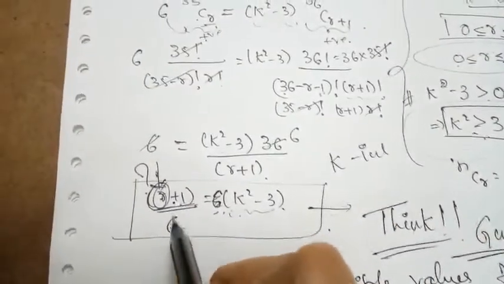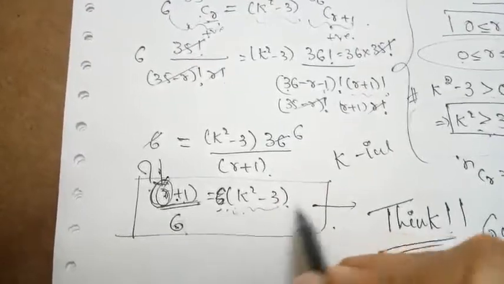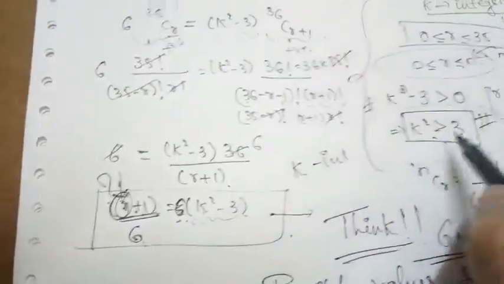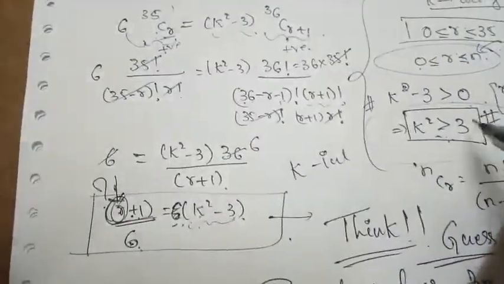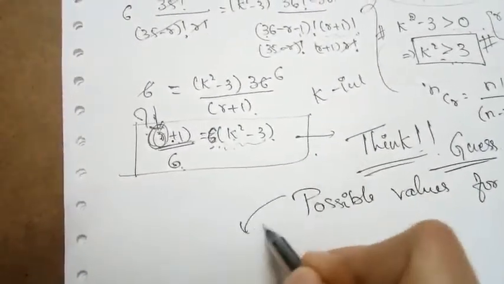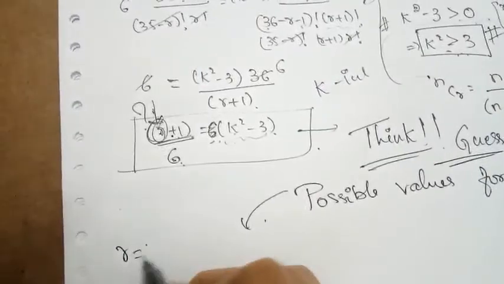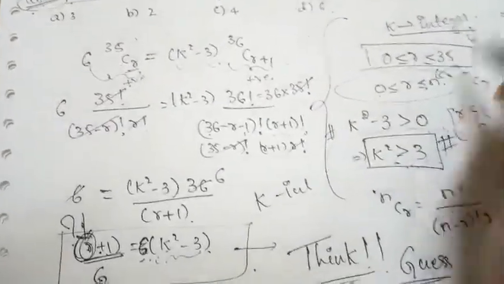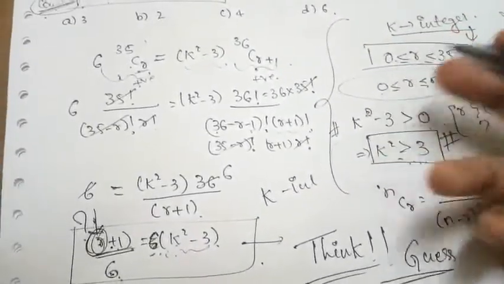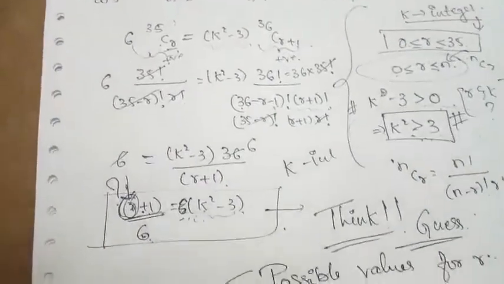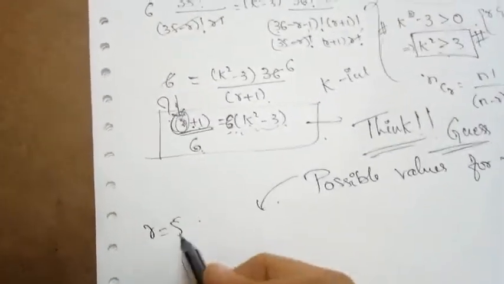After that, if you solve this equation, the value of k square should be greater than 3. All these things must be kept in mind. So the first possible value for R which I am taking is 5. I am starting there because the R value ranges from 0 to 35. Starting from 0, 1, 2, 3, the first number we get which is divisible by 6 is 5.